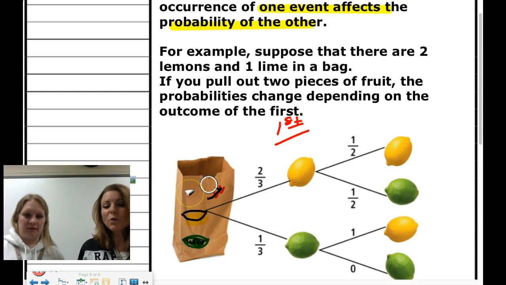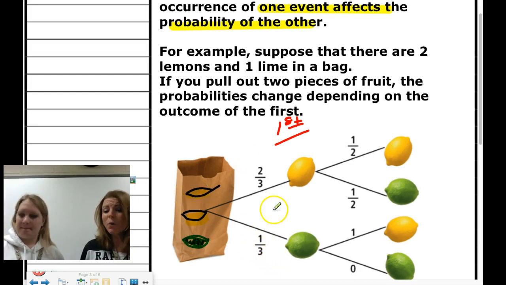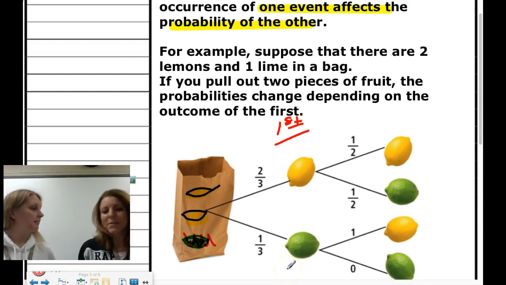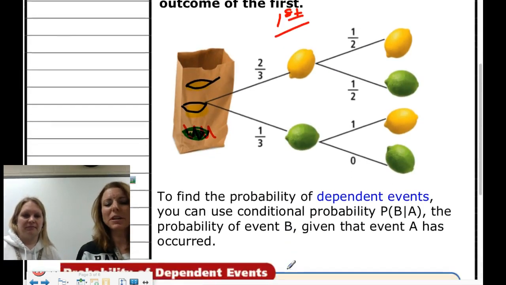Okay. Now let's go the route of pulling out a lime. The probability of getting a lime is 1 out of 3 because there's 1 lime. Once I pull that lime out, the probability of getting another lime is 0. Gone. That's why it says 0 there. The probability of getting a lemon, though, is going to be 2 out of 2, which reduces to 1. That makes sense? We'll do an example in class on that.